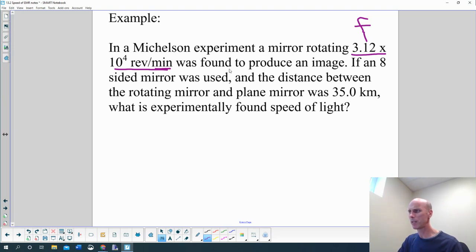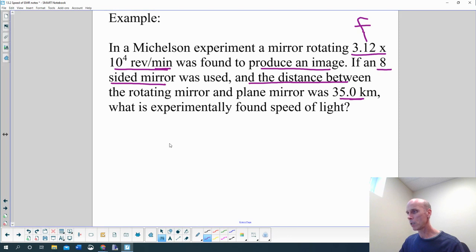And the way it describes it, it says it was found to produce an image. Basically, what they're telling us is we're spinning it at just the right frequency, just the right period, that we get this image at the detector. They identify the number of sides on the mirror. We'll be careful. It's not always 8, but it is in this case. And the distance between the rotating mirror and the plane mirror is 35 kilometers. So what is the experimentally found speed of light?